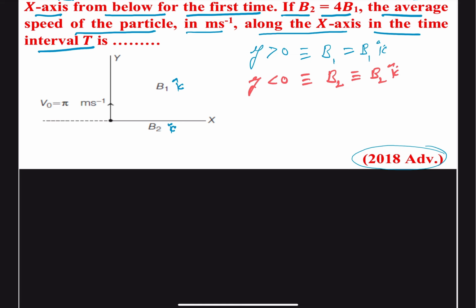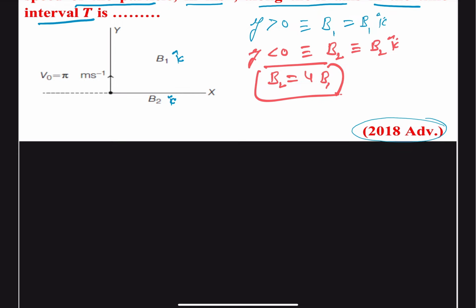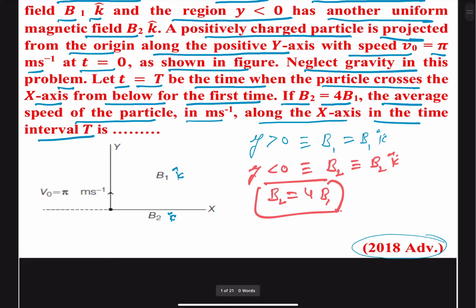And initial velocity is given as v0, at time t equals 0. And the important part is the relationship between the two magnetic fields, which states that B2 is equal to 4 times B1. And it says that T is the time when the particle crosses the x-axis from below for the first time. So we can draw an approximate circular path along which this positively charged particle is going to travel.